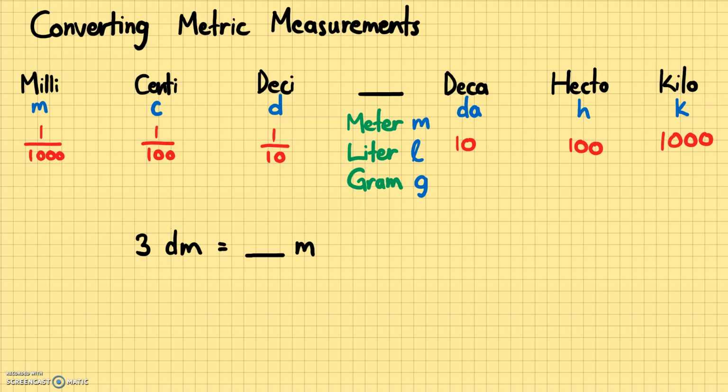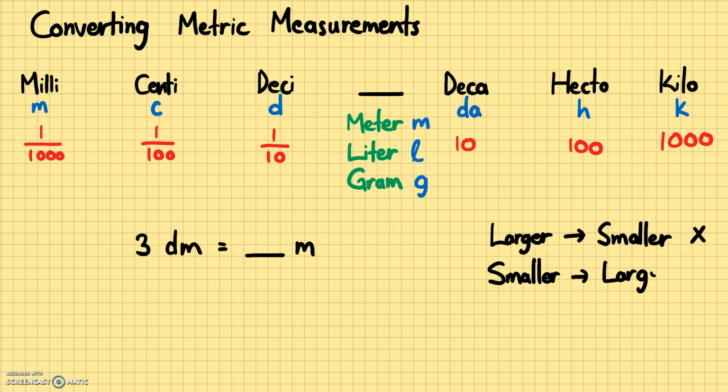You need to remember two things when you're converting measurements, and this works for any measurements. If you're going from a larger unit to a smaller unit, you need to multiply. And if you're going from a smaller unit to a larger unit, you need to divide. Let me tell you what that means here.